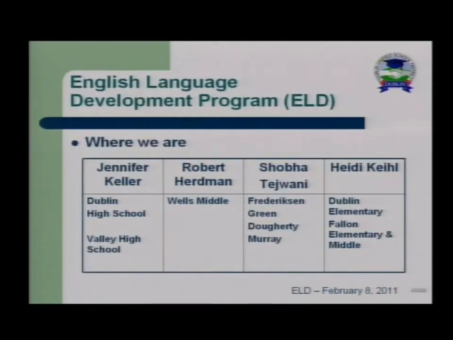So I'm going to hand it over to Rob at this time, and he's going to give you more details for the English Learner Program. This slide shows you the schools that each EL teacher is assigned to. And you can see that Jennifer has the full high school and Valley. Rob has Wells. Shobha has 4 of our elementary schools, and Heidi has both Fallon Elementary and Middle, as well as Dublin Elementary.